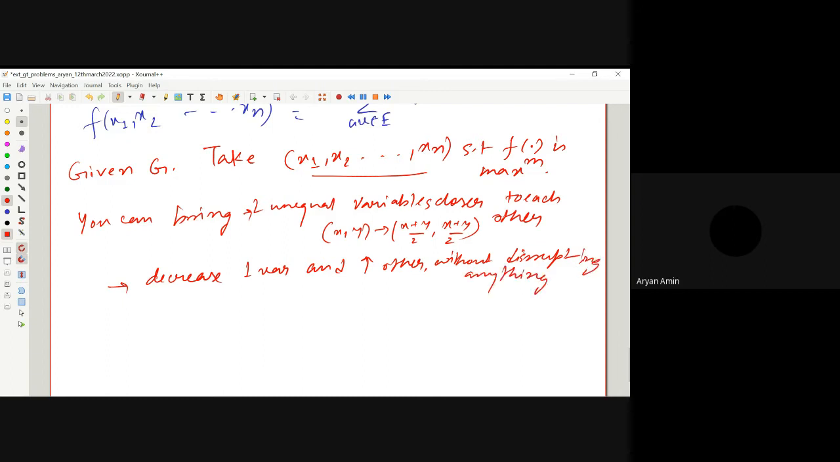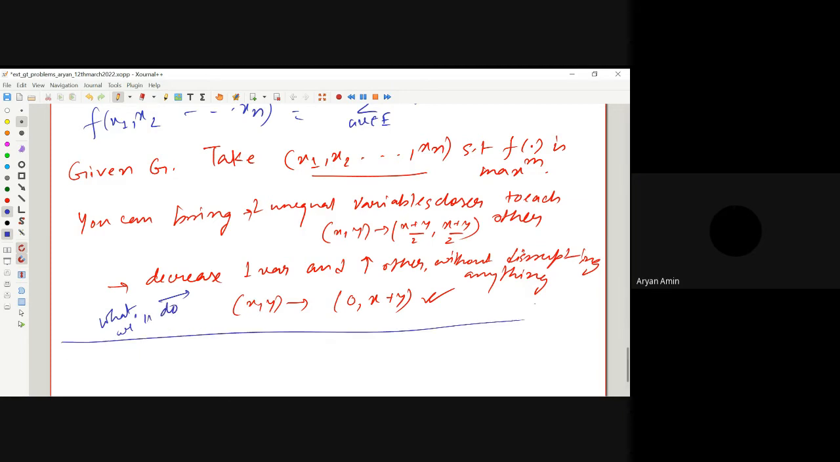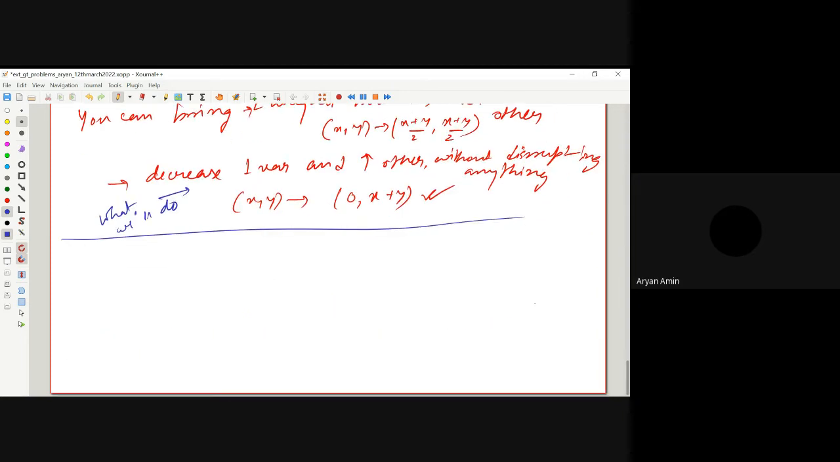So this is the (x, y) to (0, x plus y) type of smoothing, right? This is what we are going to do actually here. So now think about it. Suppose we take a tuple x1 up till xn such that their f value is maximum. So what we will do is we'll decrease one variable and increase the other, so that the sum remains constant, obviously, because that is the condition, right?